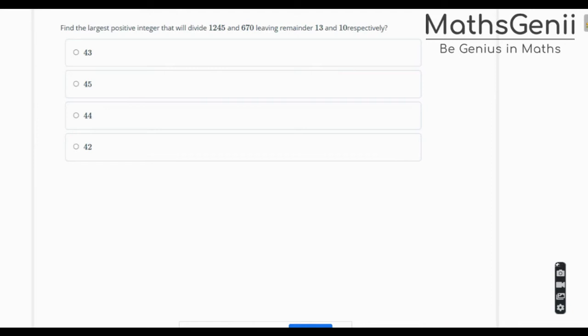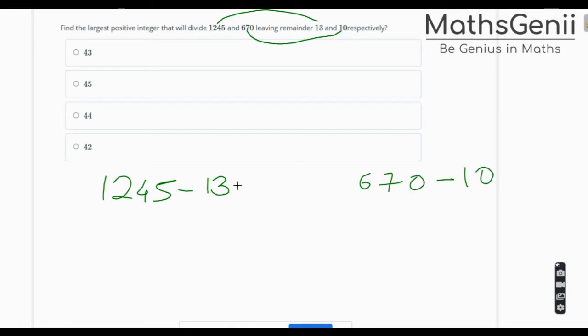Again, a little tougher question. Find the largest positive integer that will divide 1245 and 670, leaving remainders. So it is talking about remainder, hence I'm doing minus. For this, the remainder is 13, and for this, the remainder is 10. So 1245 minus 13 is 1232, and 670 minus 10 is 660.